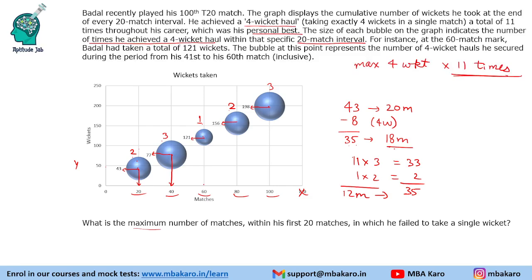So there are a total of 18 matches. In 12 matches itself, he can take these 35 wickets. So there are a maximum of 6 matches in which he will not take a single wicket. Okay.